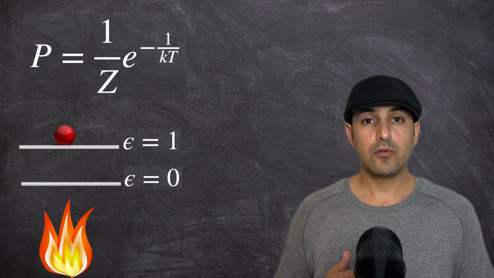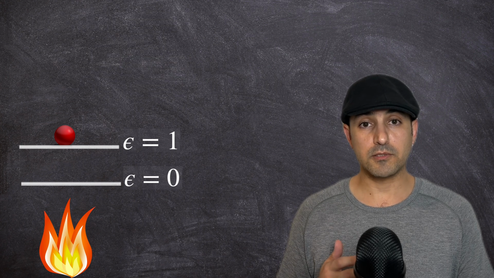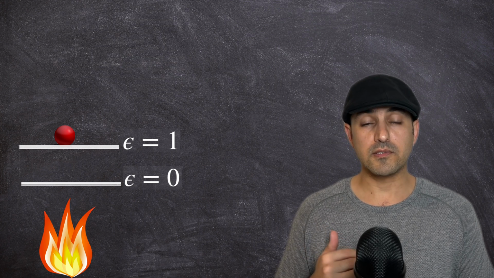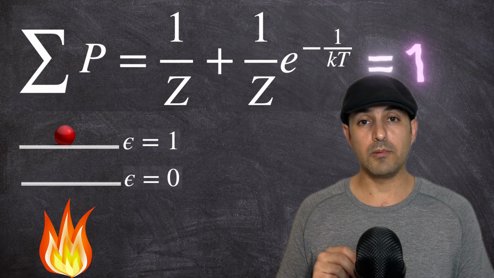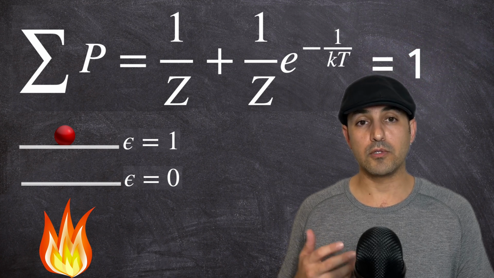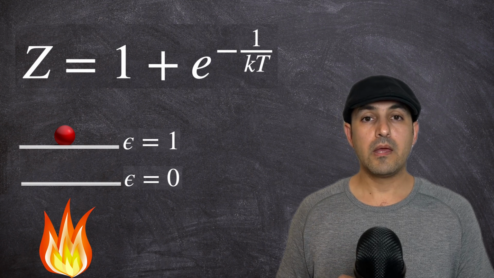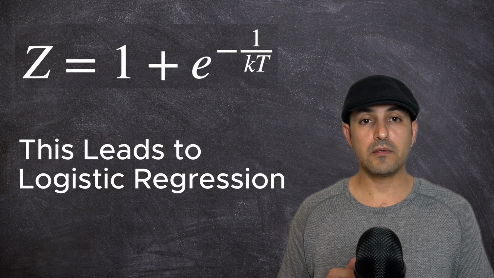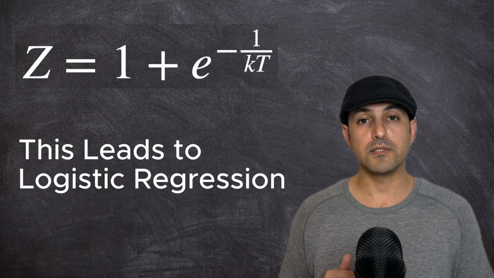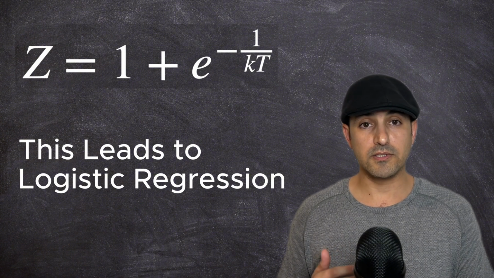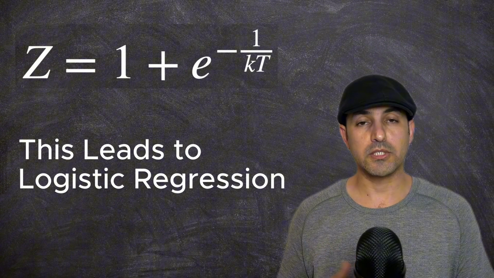To calculate the partition function explicitly, we know that the sum of these two probabilities must be 1. Therefore, the partition function is equal to this sum. And keep this equation in mind as we get back to it later in this video to construct the logistic regression model in machine learning.